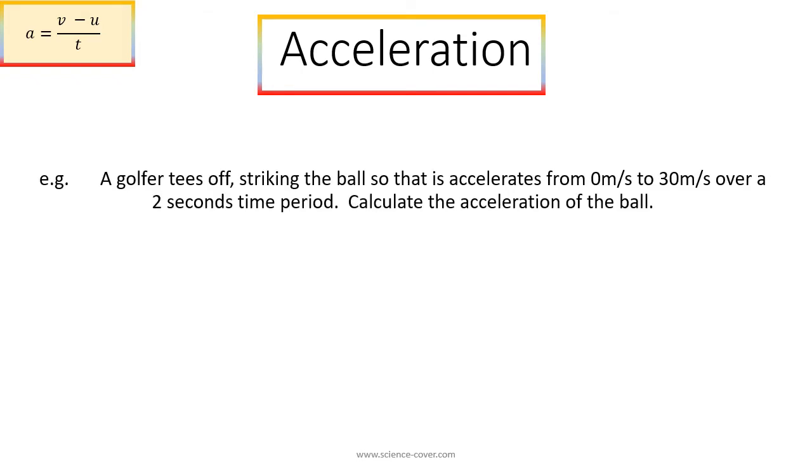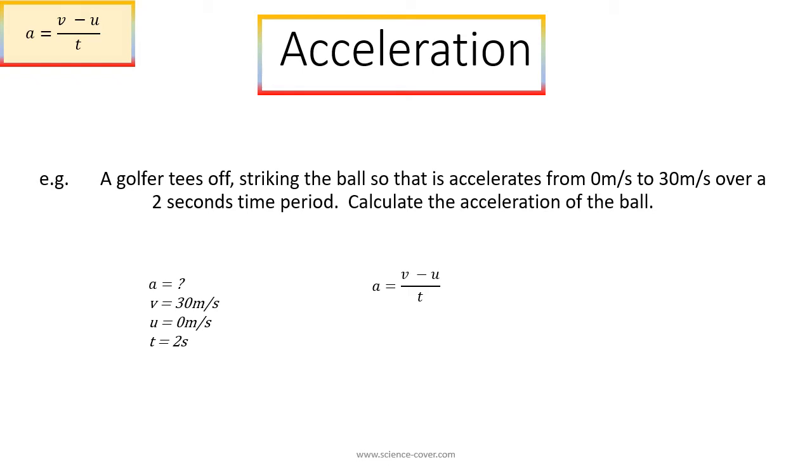In this example, our golfer tees off, striking the ball so that it accelerates from 0 meters per second to 30 meters per second over a 2-second time period. Calculate the acceleration of the ball. So again, a is equal to v minus u divided by t. And we know from the question that v, the final velocity of the ball, is 30 meters per second. u, the initial speed of the ball, is 0 meters per second. And t, the time over which the change in speed takes place, is 2 seconds.